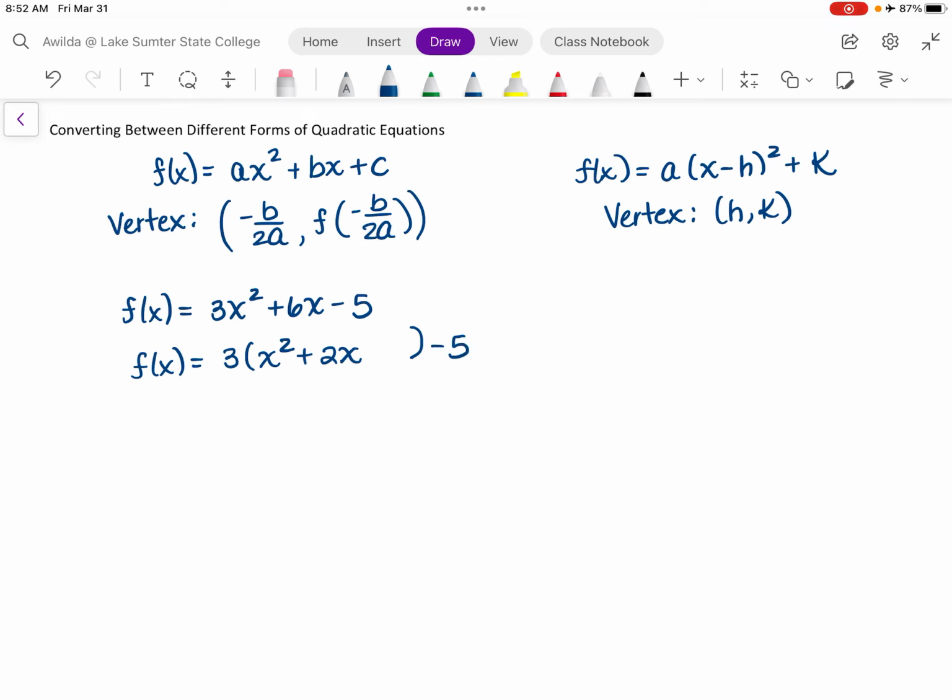Notice that in this step, we have not changed the value of either side of this equation. We've simply rewritten it. Now I want to complete the square with the trinomial inside parentheses. Recall that in order to complete the square, we divide the middle coefficient by 2 and then square that number. In this case, we're going to divide 2 by 2 and then square. 2 divided by 2 is 1, and 1 squared is 1. So this is the quantity that we're going to add to complete the square.